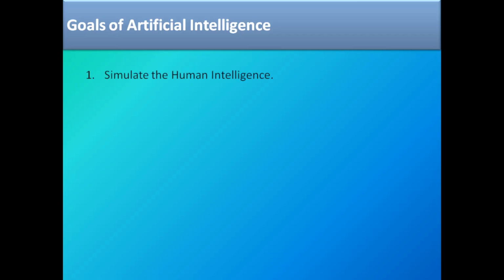Number one is to simulate human intelligence. In this, we are going to create a system that behaves like a human being. For example, it can do reasoning, learning, and problem solving. Example, we can think of this as a chatbot.